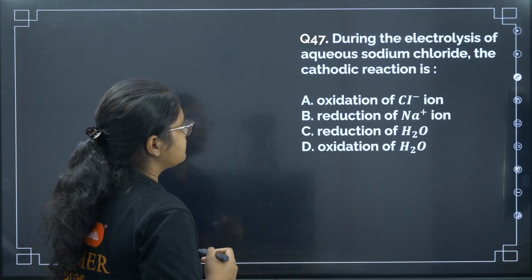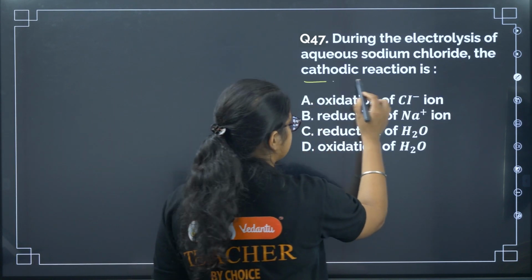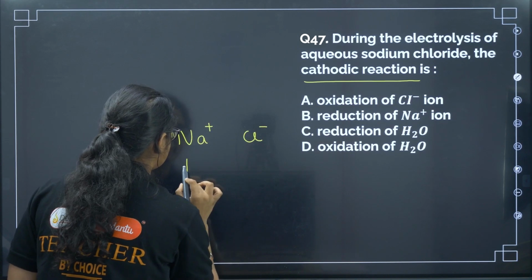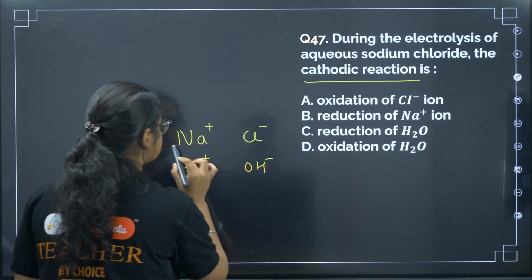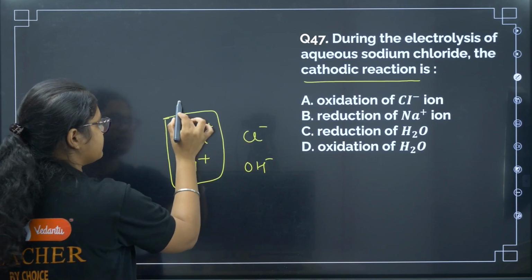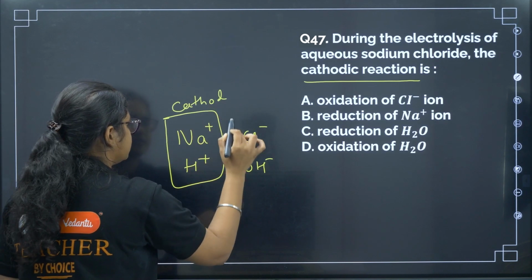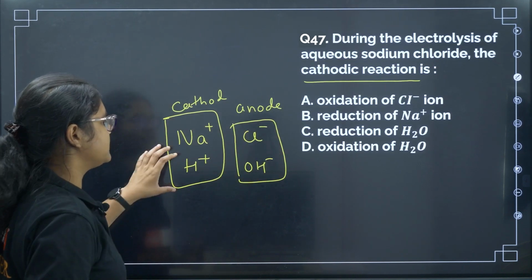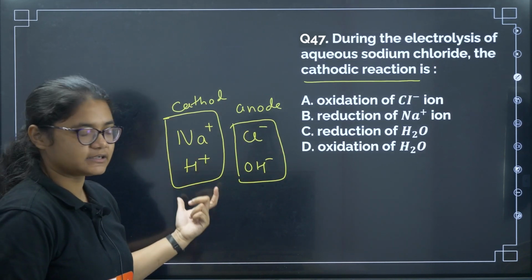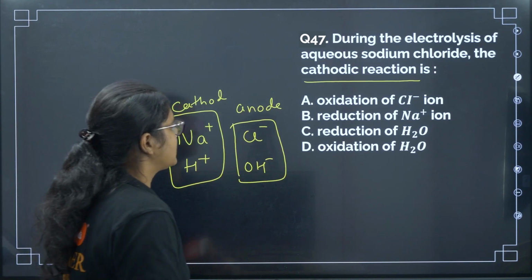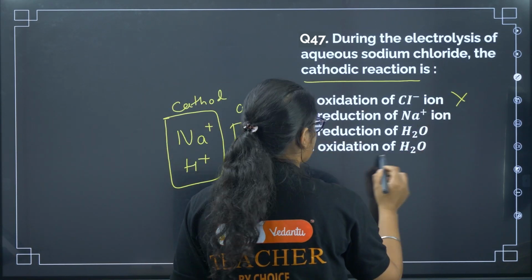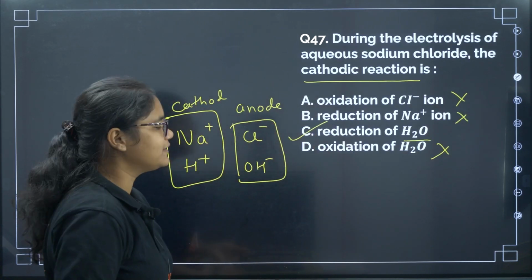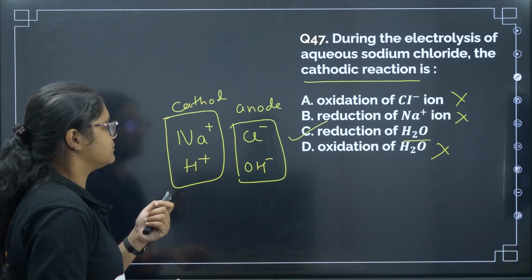Next, during the electrolysis of aqueous sodium chloride, the cathodic reaction is. So if you see sodium chloride, Na plus and Cl minus, H plus and OH minus. These two are positively charged ions, they will move towards the cathode, and these two are negatively charged ions and will move towards the anode. So if you see, H plus has more reduction potential, so it will get reduced. So oxidation of Cl minus is not there, reduction of H2O is there, from where we get H2 gas. So the correct answer for this question is option number C.